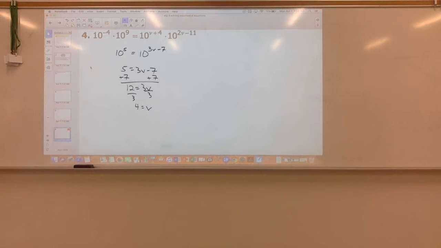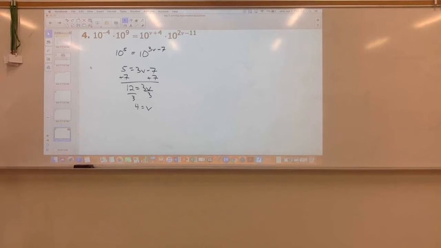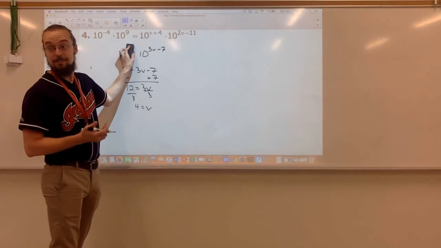Did we get v equals 4? Questions on type 1 when we already have a common base? Okay, these ones are pretty straightforward, I think. Now on the back.